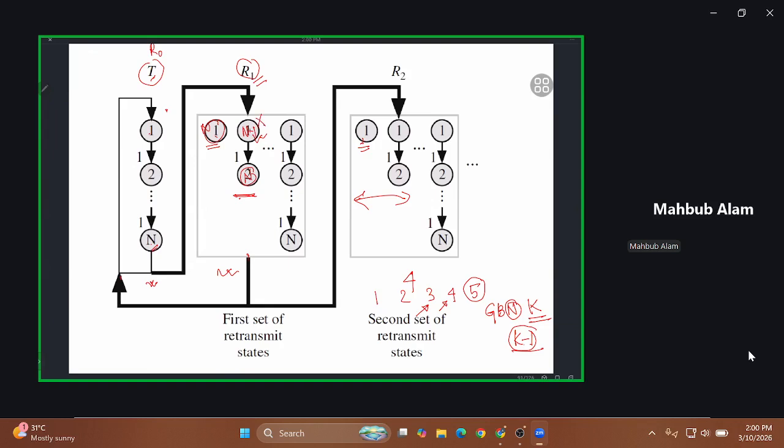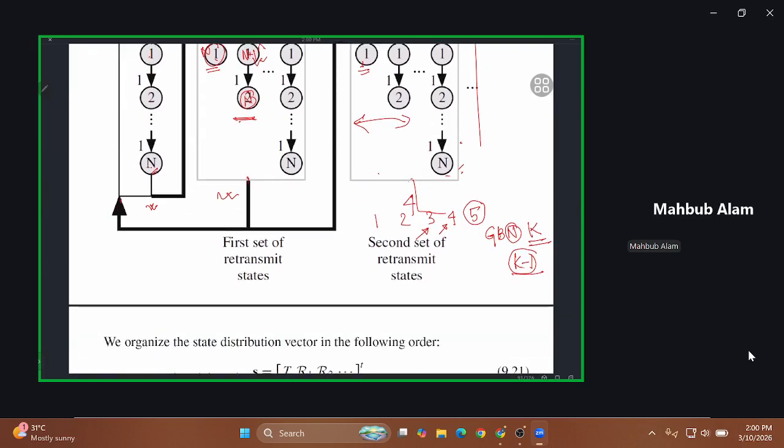And in this way you will have multiple columns here, and then when you have all done, you can move from here to the next one. In this way you keep repeating, and that depends on how many times you can retransmit. There should be a maximum retransmission limit.